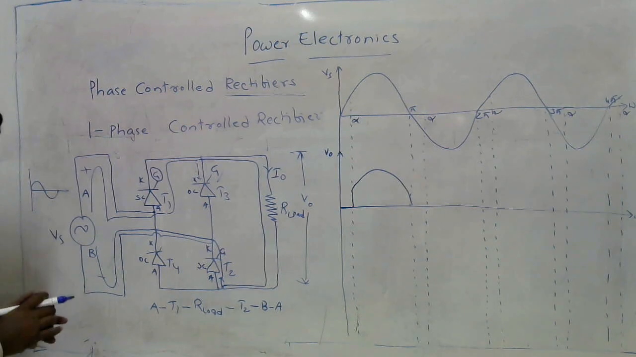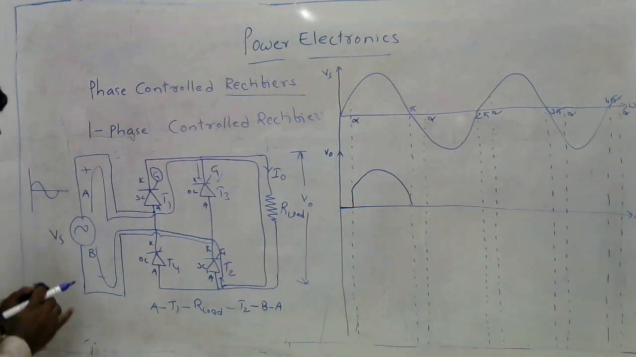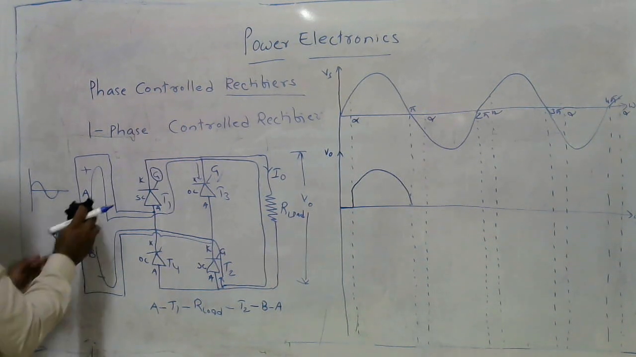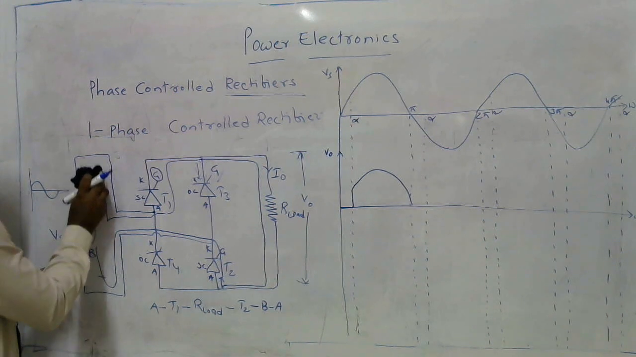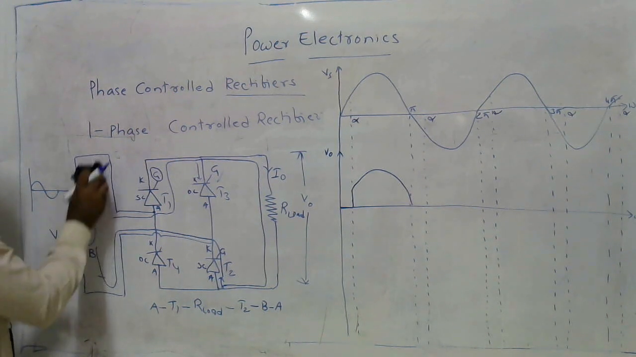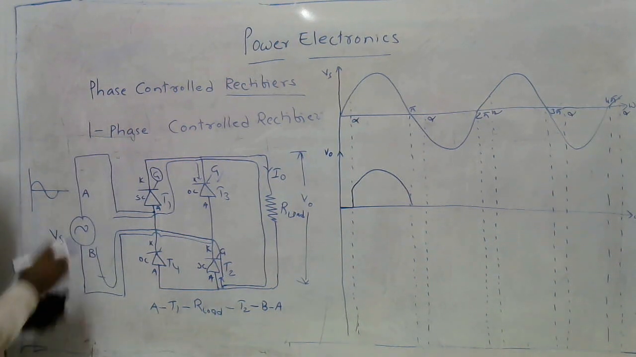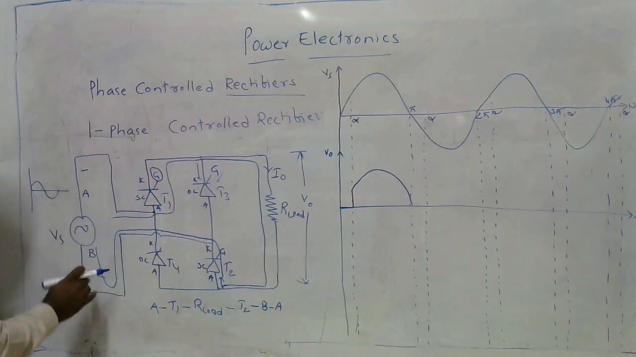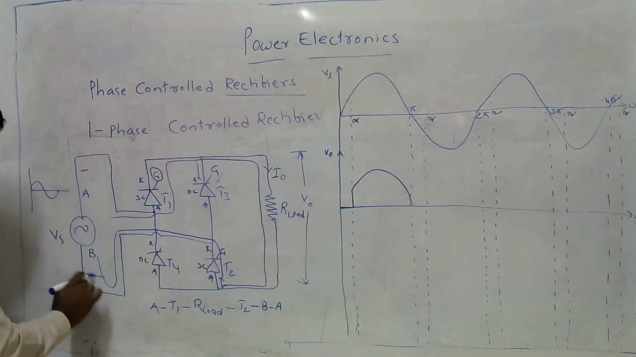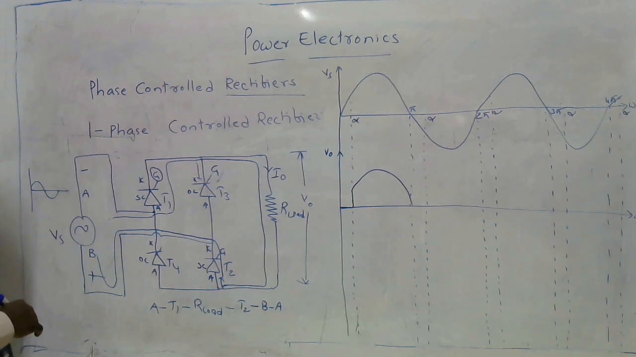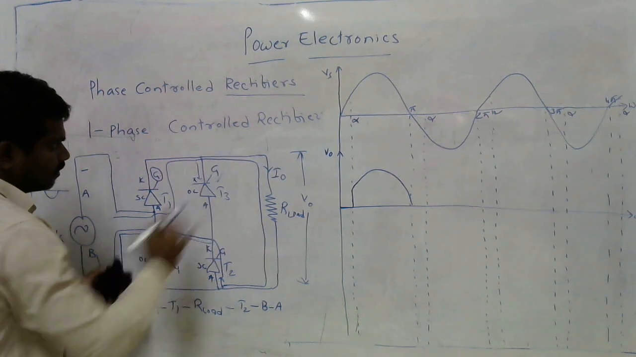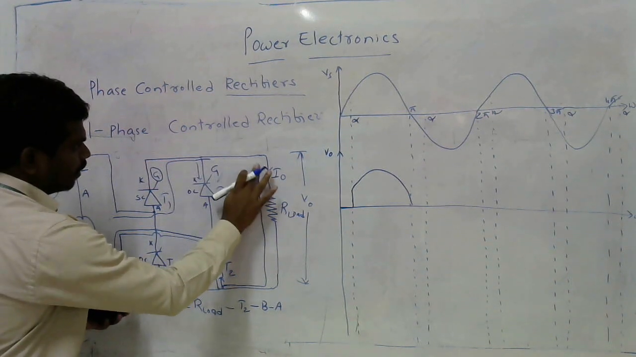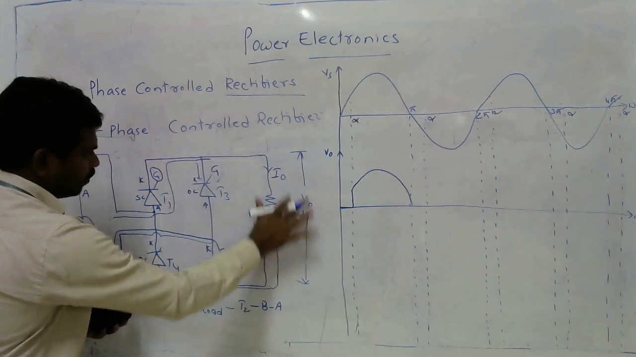If the negative half cycle is applied, then how do we get the operation? What is the current path? We'll see that. Look at this. If a negative pulse is applied here, then this becomes minus and this becomes plus. P becomes plus, A becomes minus. Now the current is flowing in this manner. So just rub out the previous current path.